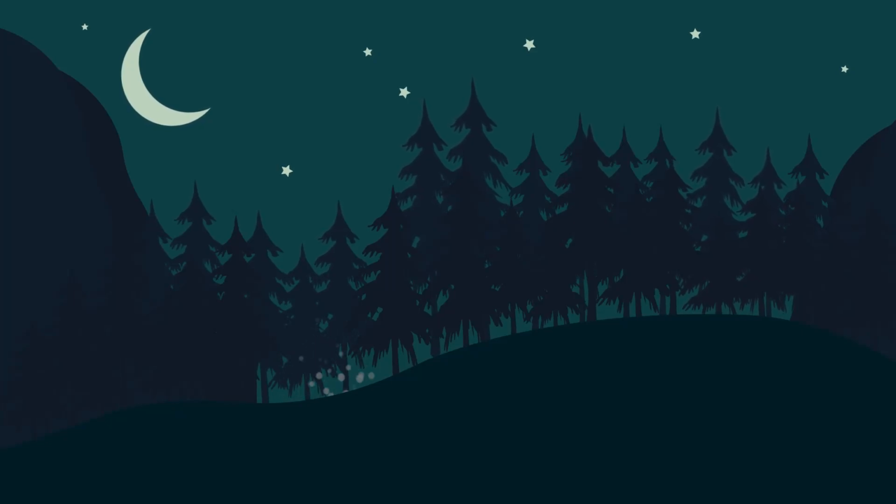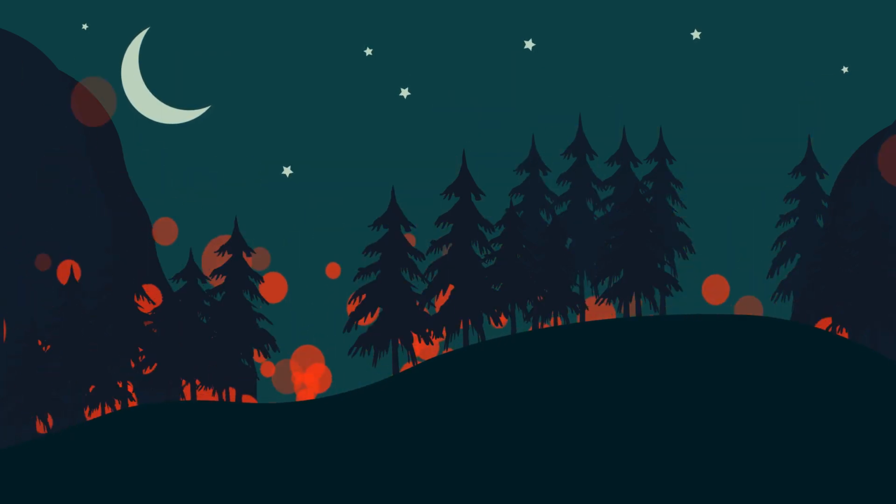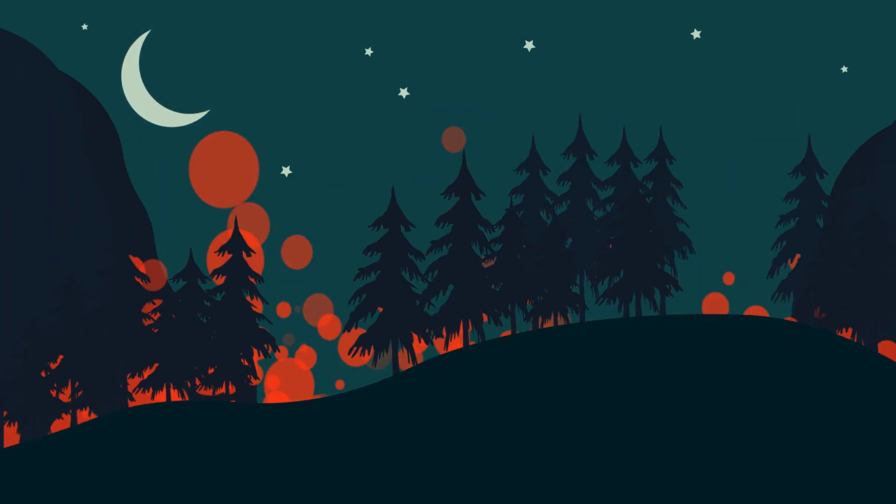A small fire starts in a forest. A few hours later, it becomes a wildfire, turning much of the forest into ashes. The question is, how did it grow so quickly?